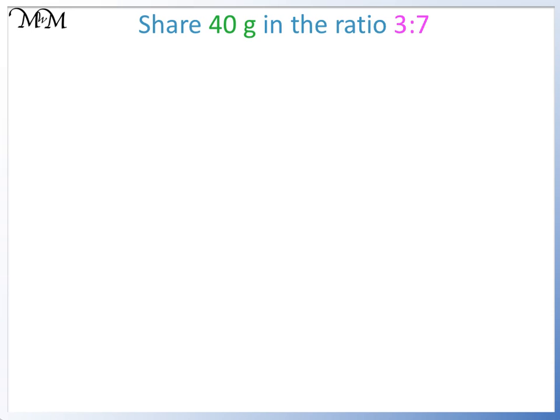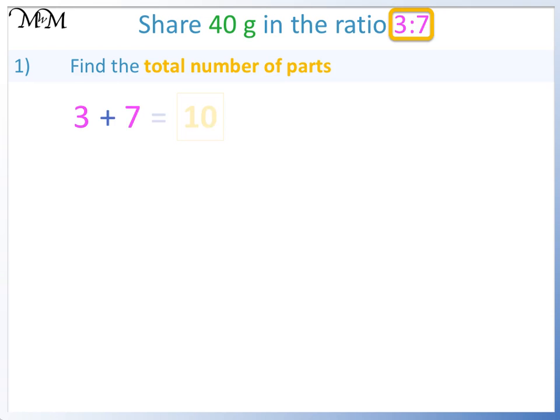Share 40 grams in the ratio 3:7. Step 1. Find the total number of parts. We look at our ratio 3:7. 3 plus 7 equals 10, so the total number of parts is 10.